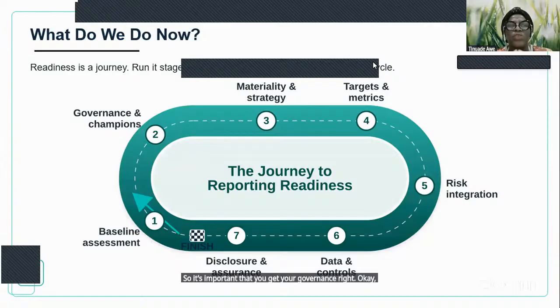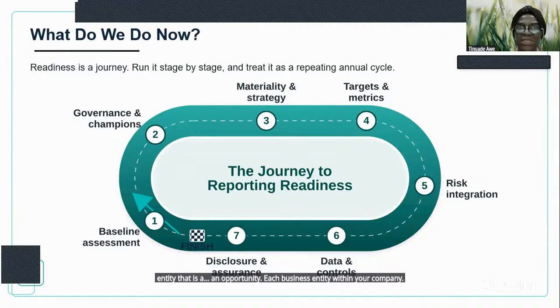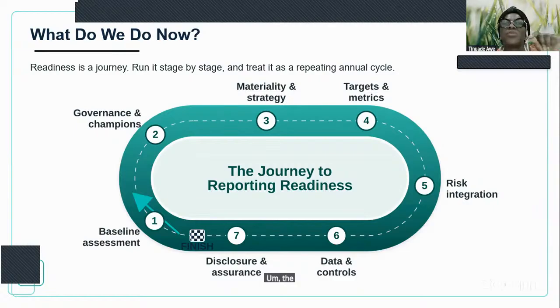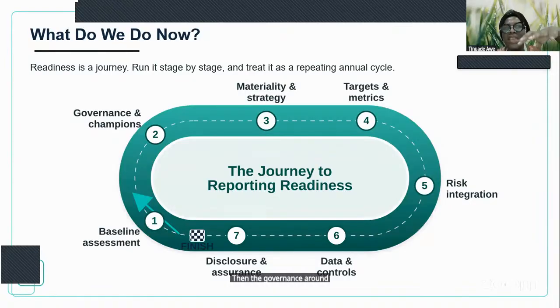Okay, so we know that we need to take sustainability seriously. We're reporting on IFRS S1 and S2. We need to get governance and the champions. When I say the champions, I mean the folks within each business entity, each business entity within your company that is an opportunity space or a risk space. The champions within that space are taking it upon themselves to be the sustainability connect for that business unit. Then the governance around it, as in on your board, in your management.